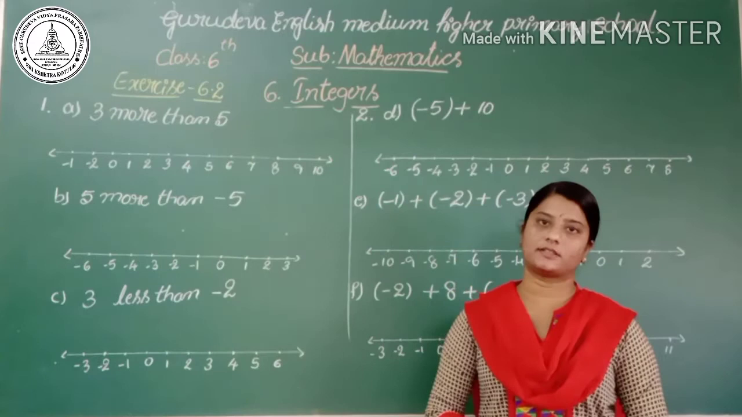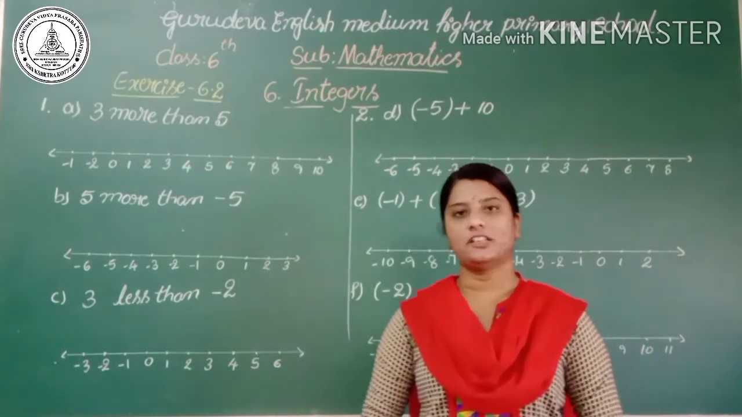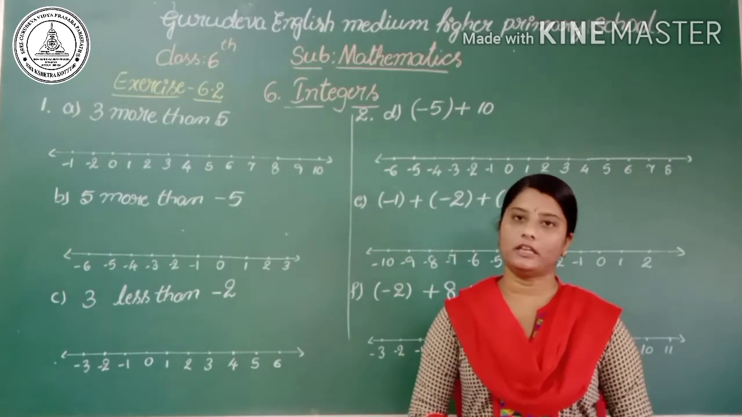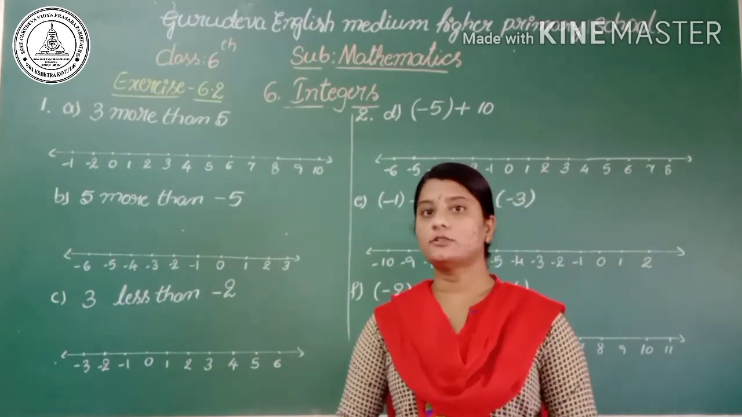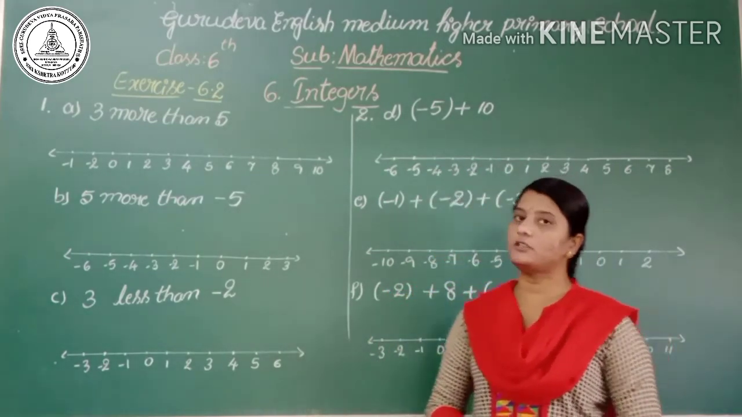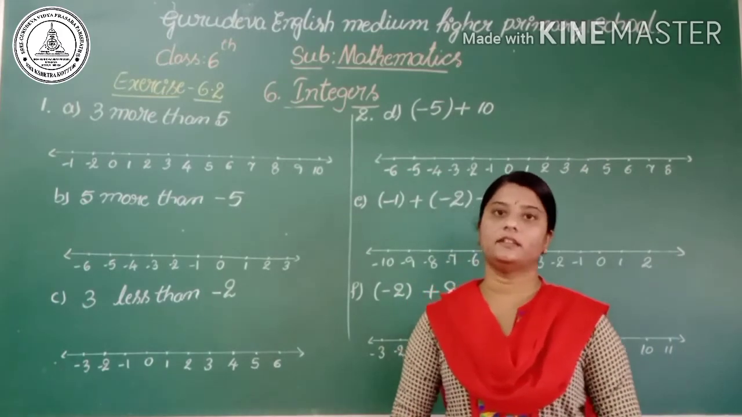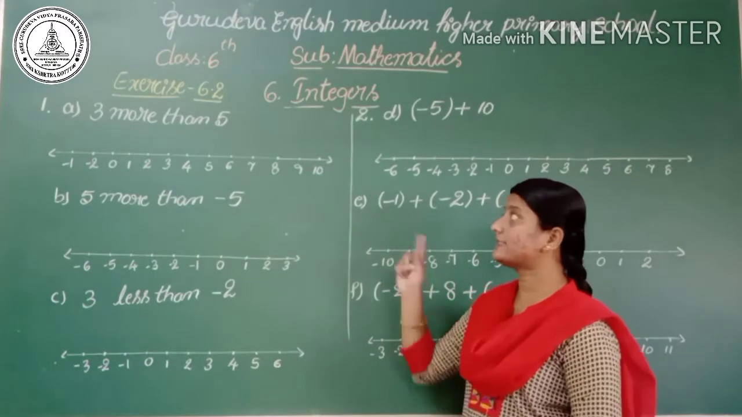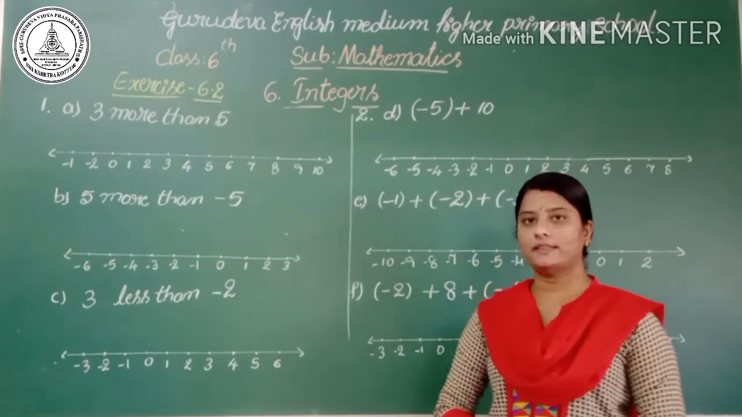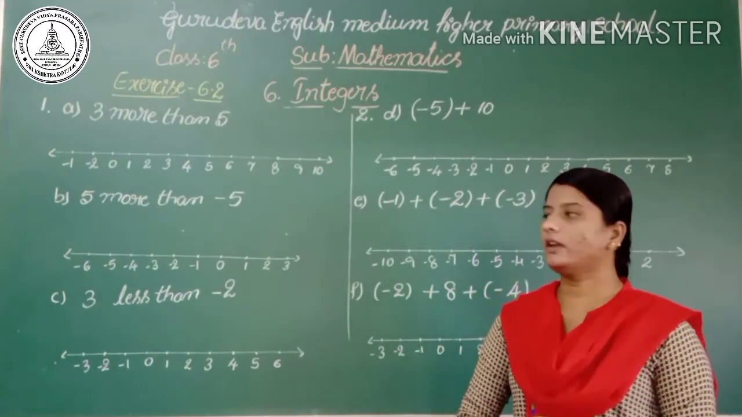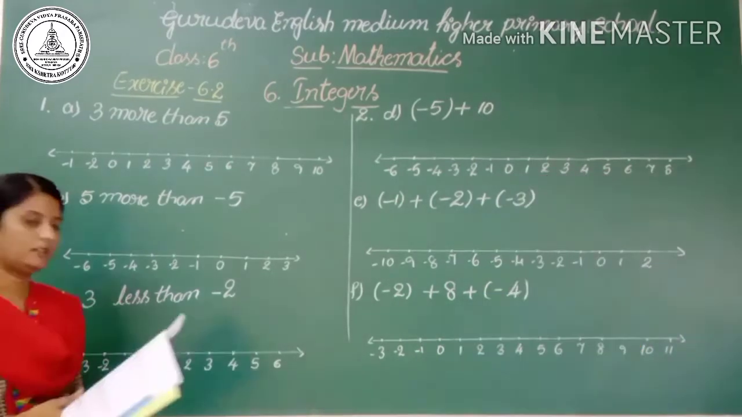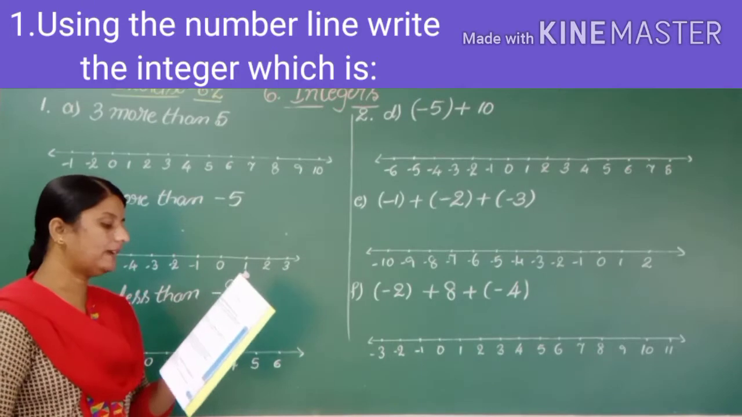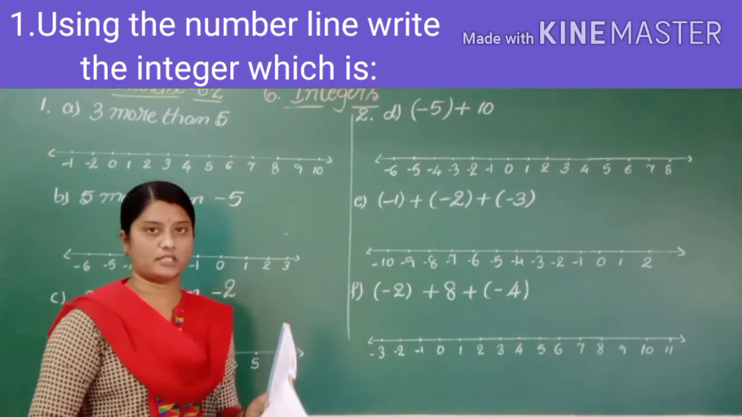Addition of integers, right? In that we have learned addition of integers on a number line, and we have learned the additive inverse of the integers, and also we have learned the addition of integers without using the number line, right? So today we are going to solve exercise 6.2 on the basis of addition of integers. In exercise 6.2, the first problem is: using the number line, write the integer which is.